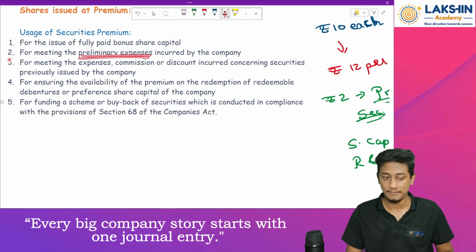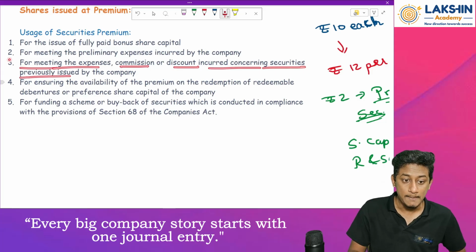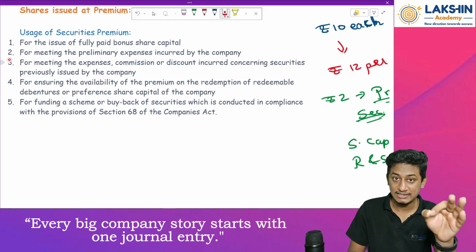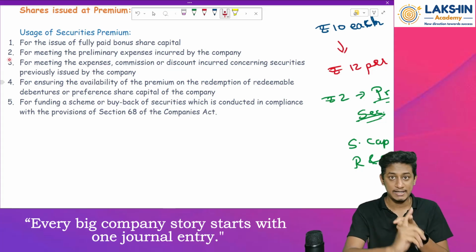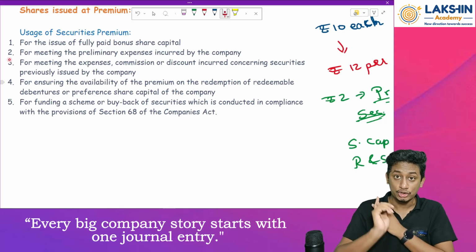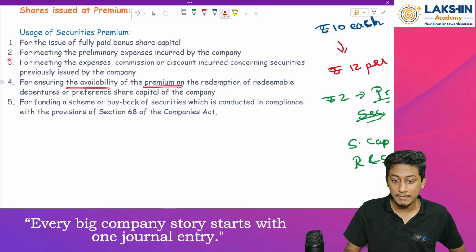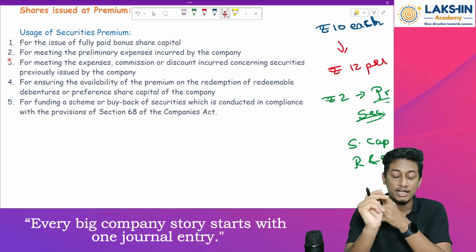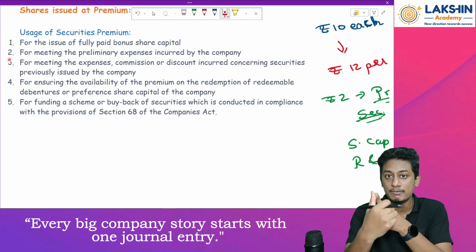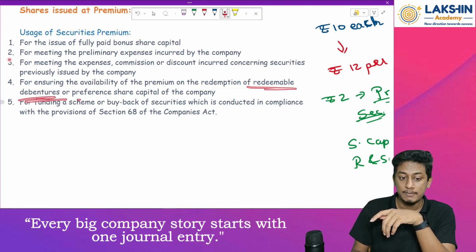Clear? Okay. Then we have for meeting the expenses of commission or discount incurred on securities previously issued by the company. If there are any expenses the company incurs for commission or discount on the issue of any securities, be it debentures, preference shares, or equity shares, those can be met through securities premium. Then, for providing for the premium payable on redemption of redeemable preference shares or debentures of the company. We have separate units on redemption of preference shares and debentures, unit number 5 and unit number 6. In these units, we will clearly see how securities premium can be used. Clear?